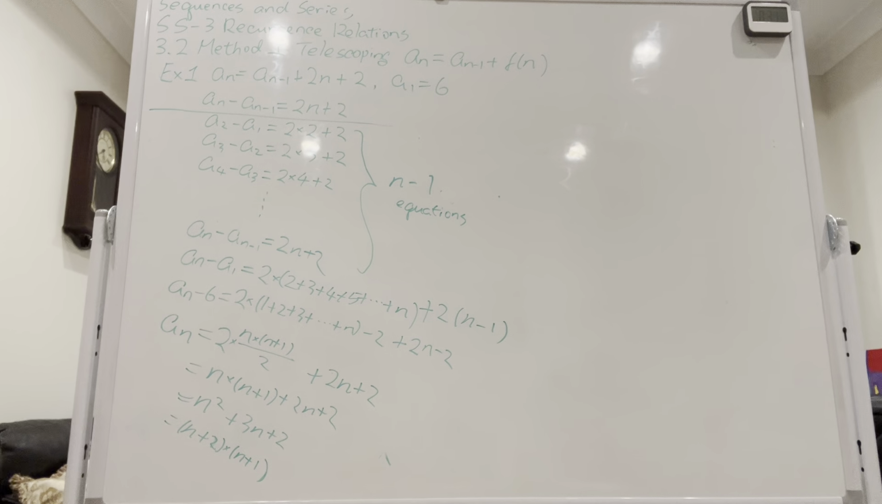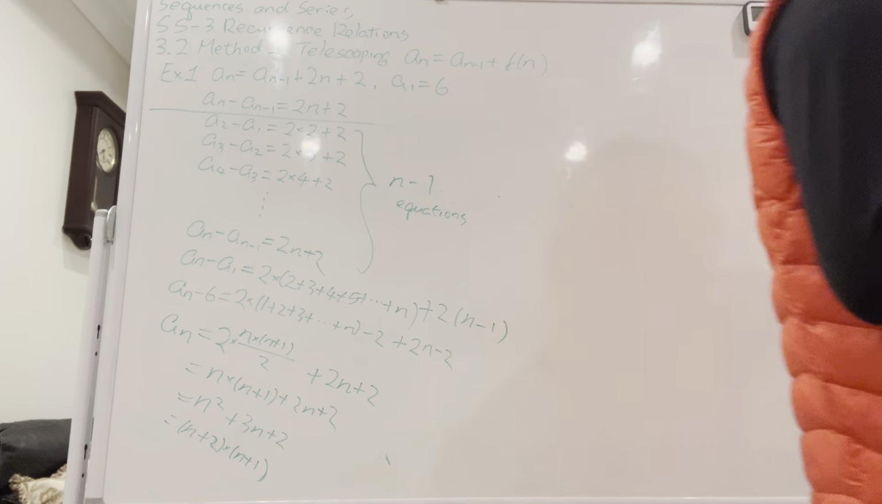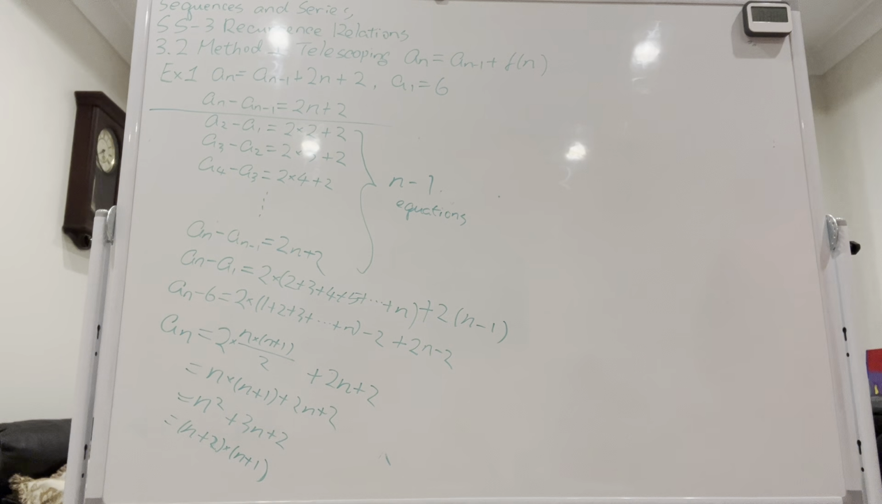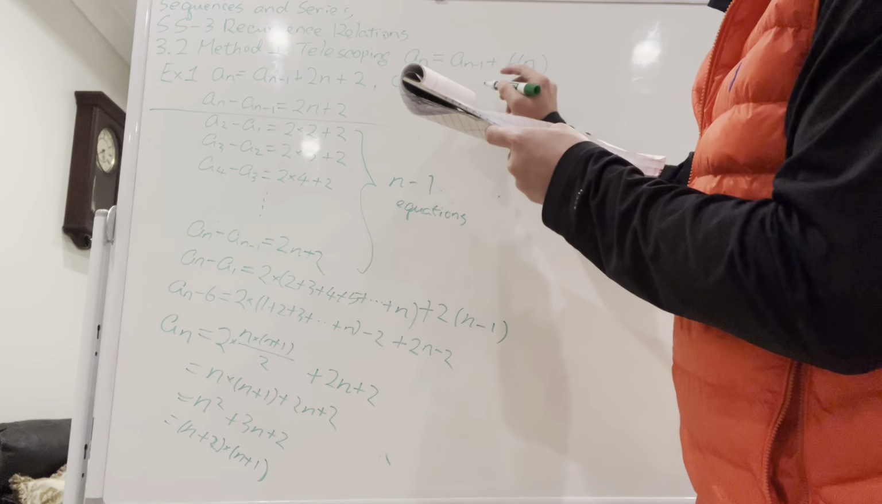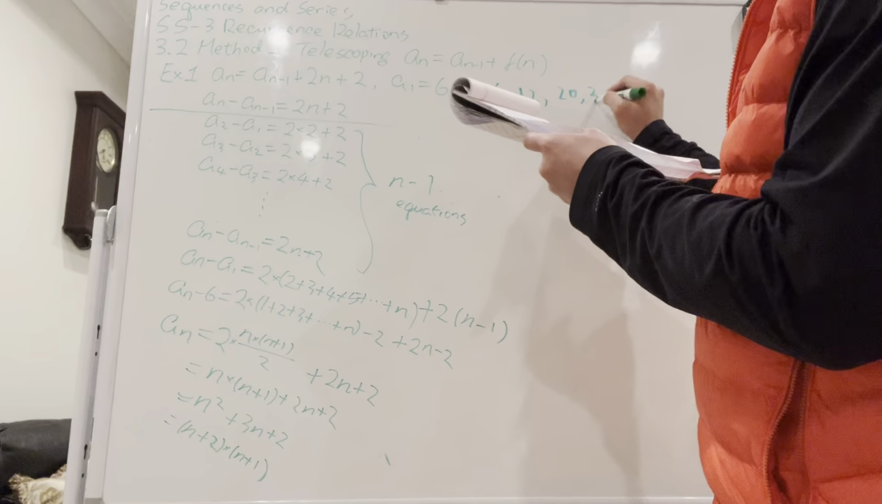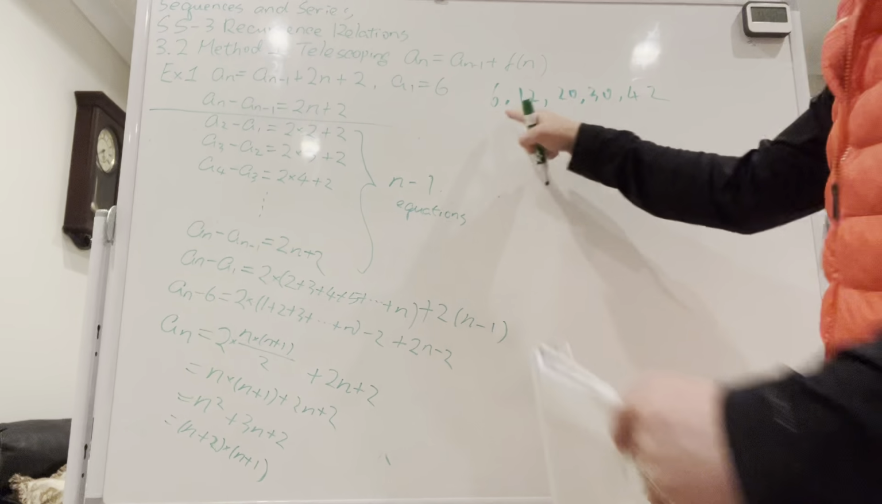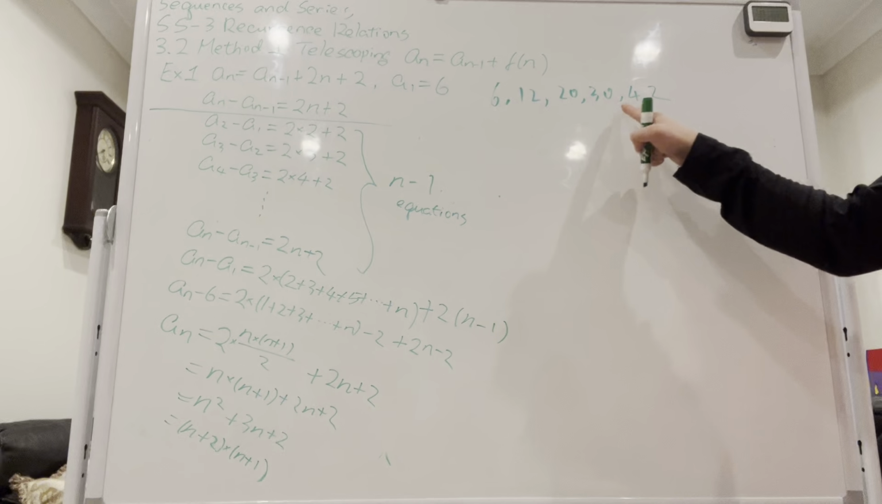Now when you look back at the numbers, 6 is 2 times 3. The next number is 12, 3 times 4. The sequence is 6, 12, 20, 30, 42. 2 times 3, 3 times 4, 4 times 5, 5 times 6, 6 times 7.